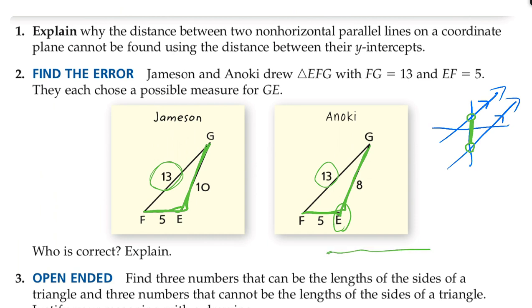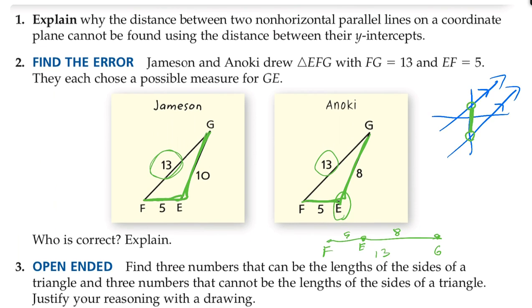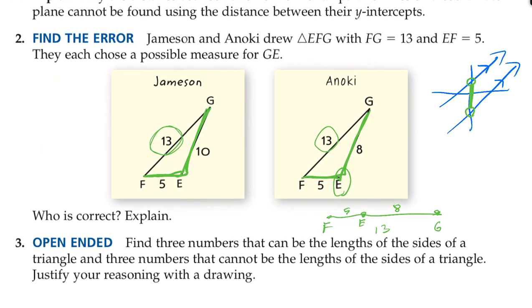So if you redraw this correctly, this is actually F and G that are 13 apart, and then 5 along that journey from F, you hit the point E. But this is 5 and 8. 5 plus 8 equals 13. It's the very definition of E being between F and G. So that's why it's not a triangle, it's a line segment.